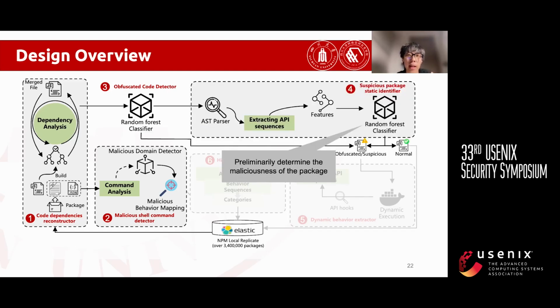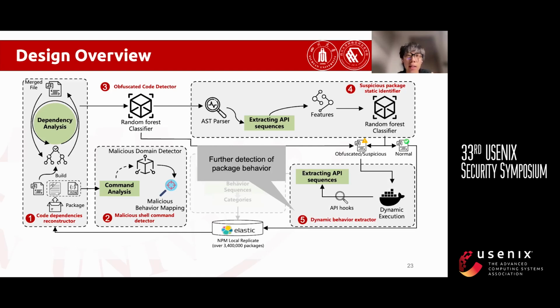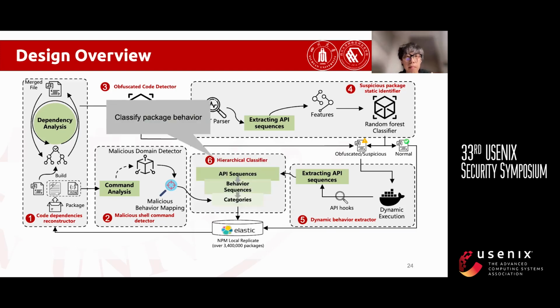Unobfuscated packages enter the static identifier, which is mainly implemented through static analysis and machine learning. Its main function is to identify maliciousness, reduce the number of packages entering the dynamic behavior extractor, and improve the overall detection efficiency. Then we use the GS instrument and Docker containers to extract an API sequence of obfuscated and suspicious packages, providing more detailed behavior information.